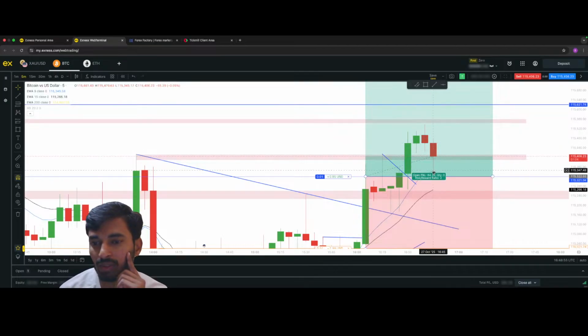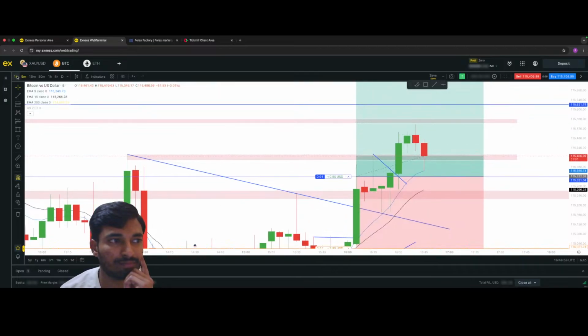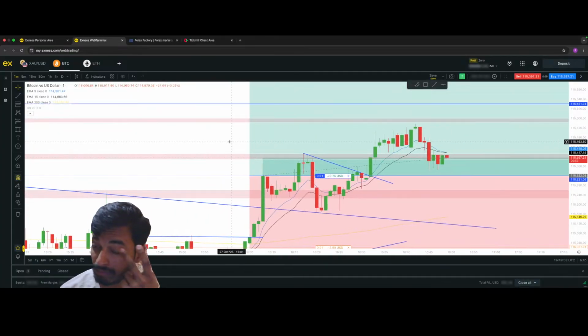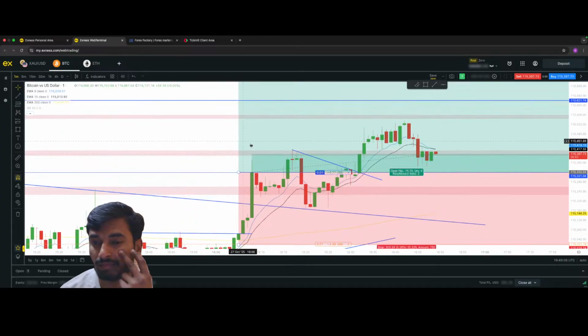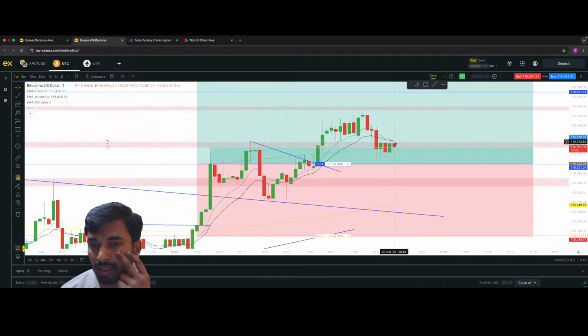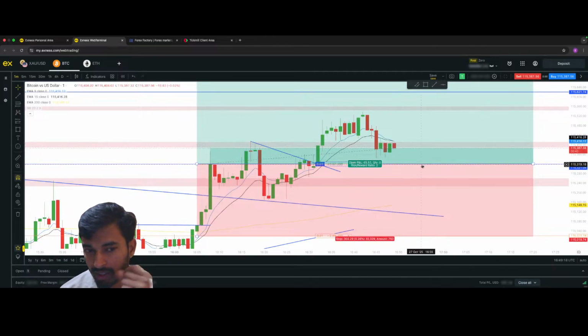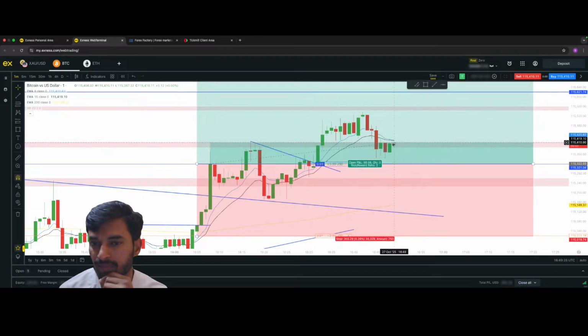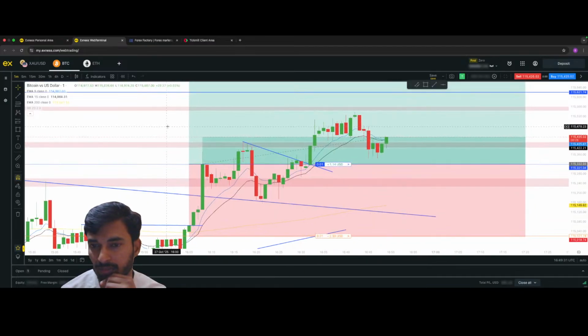Yes, it is taking support at the 9 EMA. Now in the 1 minute time frame you can see the 9 EMA is coming down, which means in 1 minute there is a bearish trend. If this closes above this, then this is a massive support. See, now it is going up.